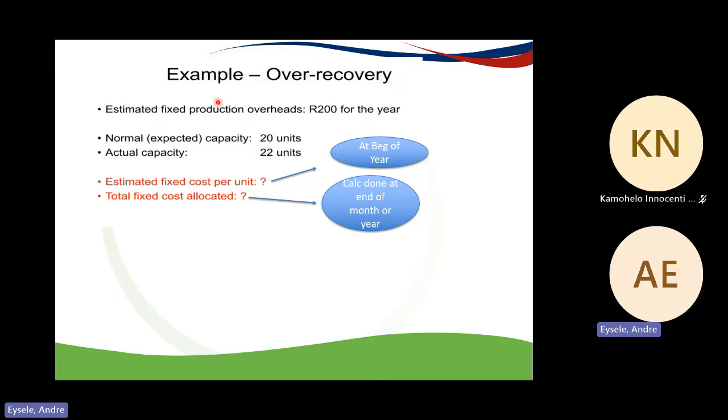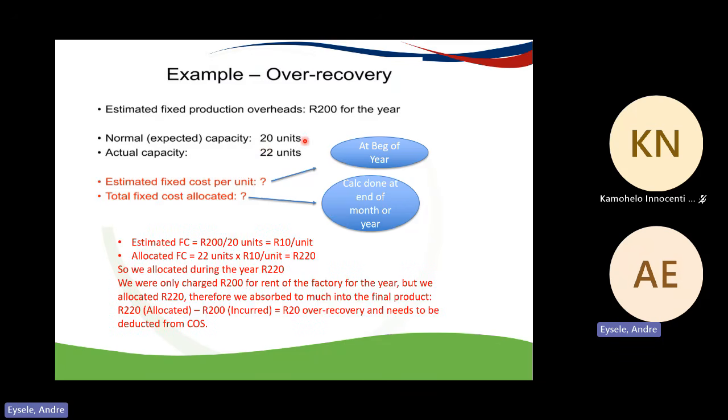If the estimated fixed production overheads is 200 Rand for the year, and the normal expected capacity is 20 units, we know based on normal capacity, 200 divided by 20 units gives you 10 Rand per unit. That is what we will allocate during the year to the product. Remember, we are dealing with fixed production overheads. We always calculate it based on normal capacity, and please take cognizance of that because these will form part of your multiple choice questions.